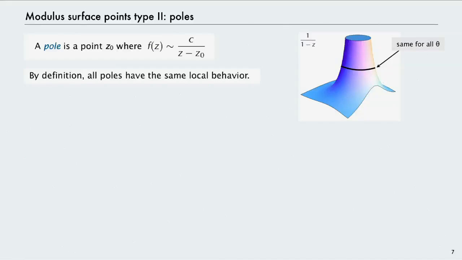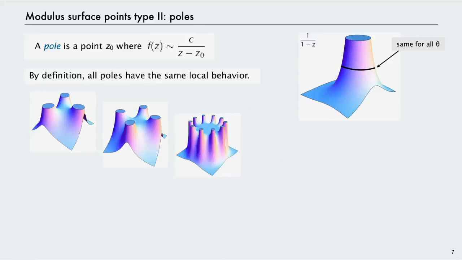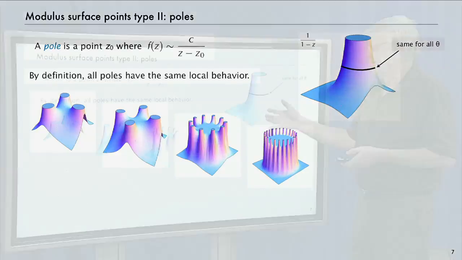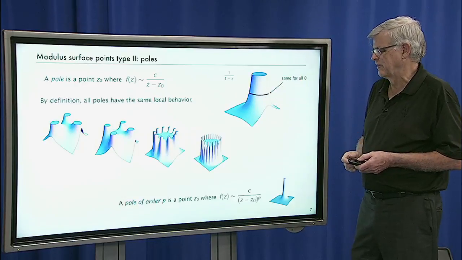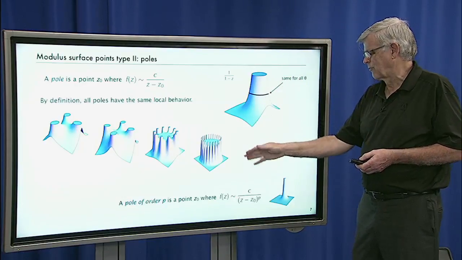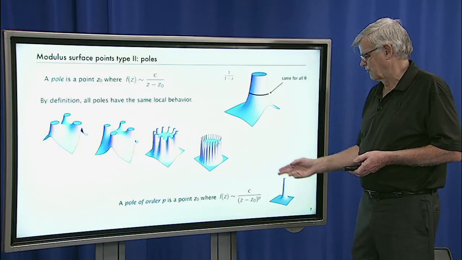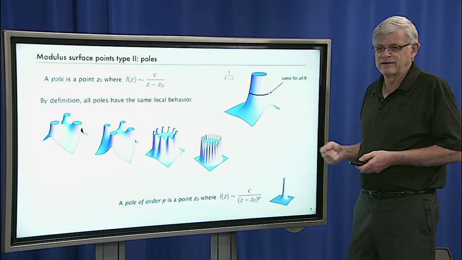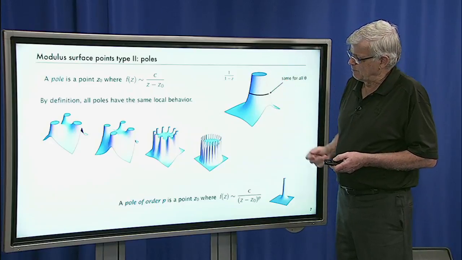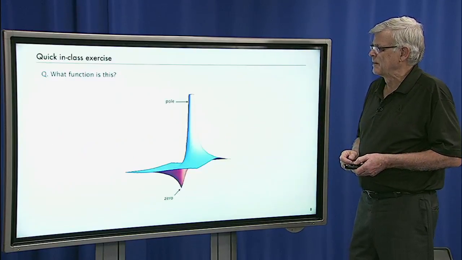And again, by definition, all poles have the same local behavior. So that's a function with 3 poles, 4, and so forth. This is just 1 over 1 minus z cubed, 4th, and so forth, 1 minus z to the 25th. Again, interesting contours tying together poles, but locally, they all behave the same way. You can also have poles of order p, as we know, where the function grows like a constant over z minus z0 to the p. Those are just chimneys that are tighter and go up faster. So that's what poles look like in a modulus surface.